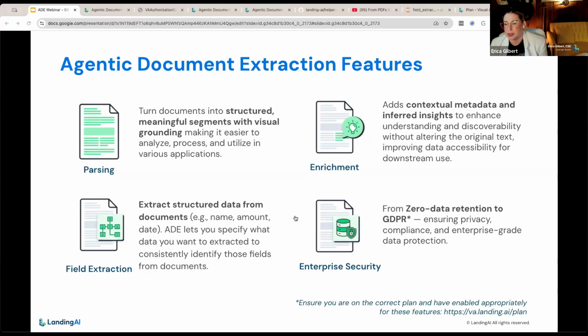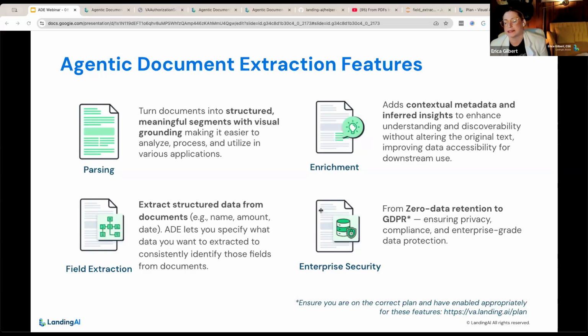So you can define what you're extracting, or you can leverage some of our smart features to pull that out yourself. And then, of course, we want to enrich the existing data, especially if it's very visually complex. So that way, you're able to improve searchability and also downstream analytics without changing the original text and or visual components.